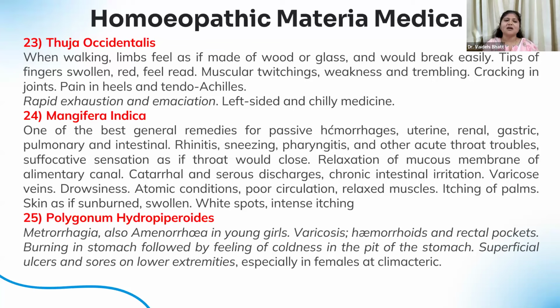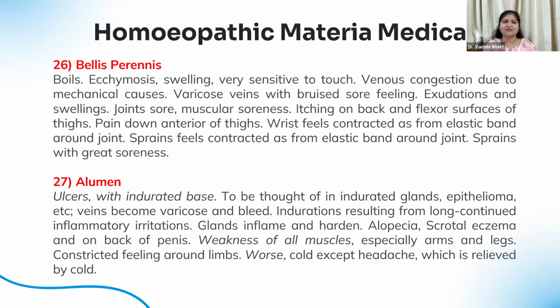Then Polygonum, it is indicated for menstrual disorders and amenorrhea, especially in young girls with varicoses, hemorrhoids, and the formation of rectal pockets. And it is indicated for females who have a varicose ulcer, a superficial one, or soreness, especially during the climacteric phase. Next is Bellis perennis.